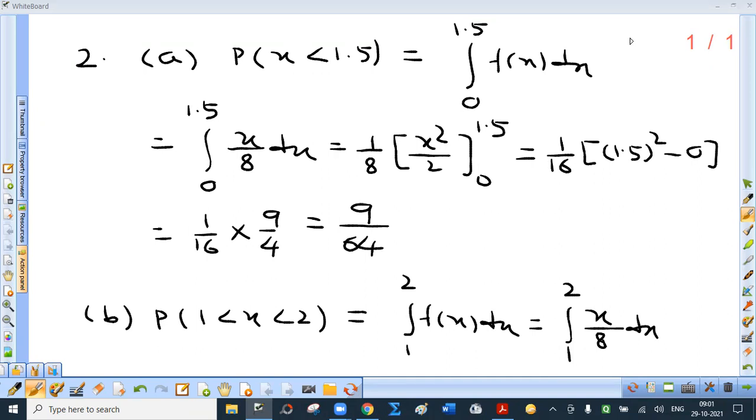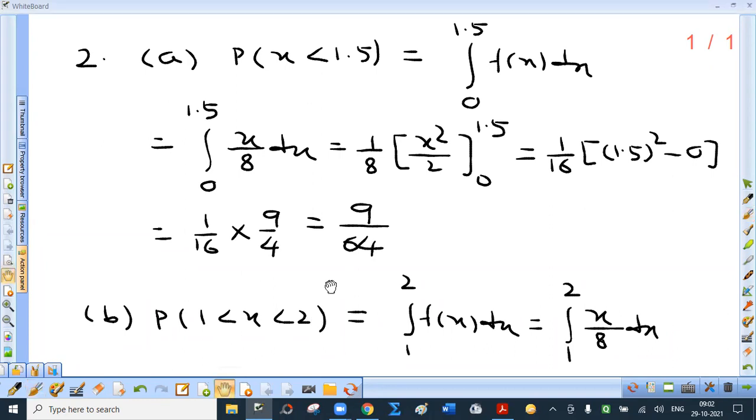Ideally, x less than 1.5 means the integral from minus infinity to 1.5. But we do not consider from minus infinity to 0 because for that f of x equal to 0. So we just say the required probability is the integral 0 to 1.5. Simple. What is f of x? x upon 8. So 1 upon 8, the integral of x is x square by 2. So 1 upon 16. 1.5 means 15 by 10, that is 3 by 2. Its square is 9 by 4. So 9 upon 64.